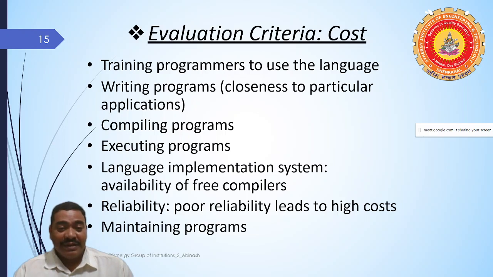Okay, whether there is availability of free compilers or not, or we have to purchase the compilers. Reliability, whether this language is reliable or not. Otherwise, it leads to high cost, because after programming for 6 months, you will come to know that this program crashes, with certain bugs at certain times in certain situations. So 6 months of work may be wasted. So reliability is one important factor, otherwise it will increase the cost of implementation.